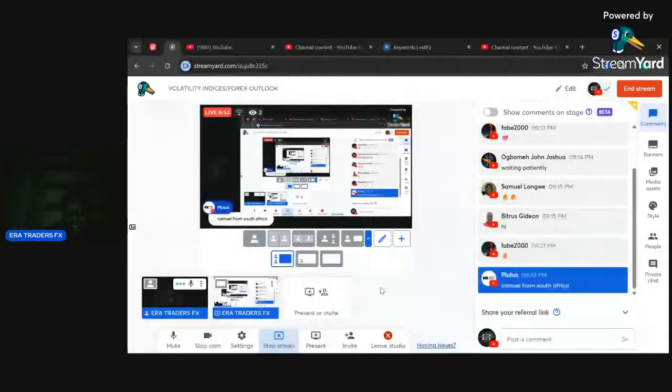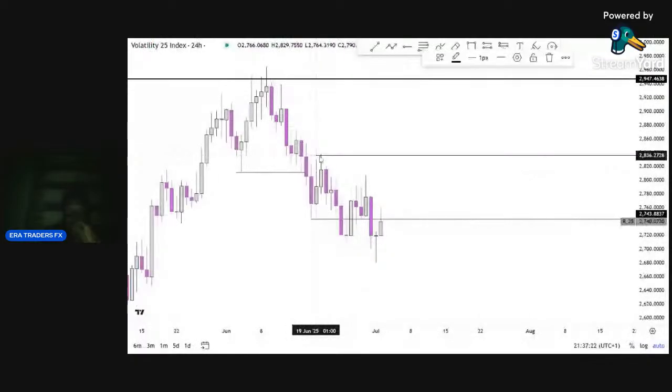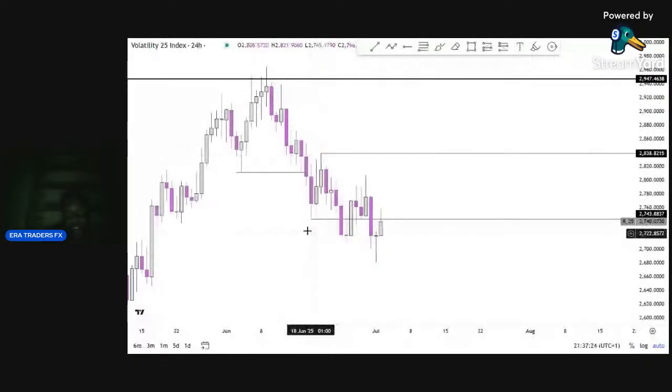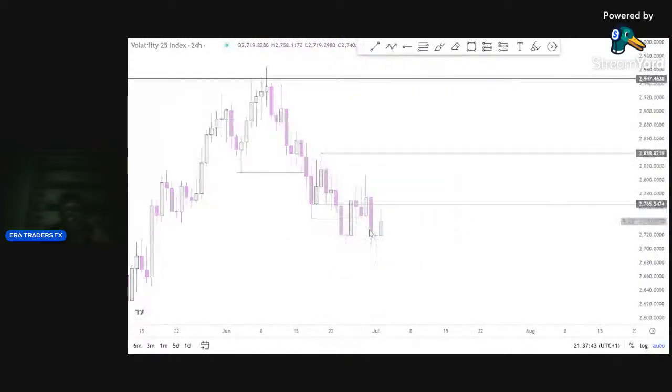Previously we could clearly see the previous validation. So this becomes your area. This is just your break of structure to the downside. So now this is what I was explaining. Then you go to your corresponding time frame, which is a 1 hour time frame, since you are using 24 hours time frame for this.